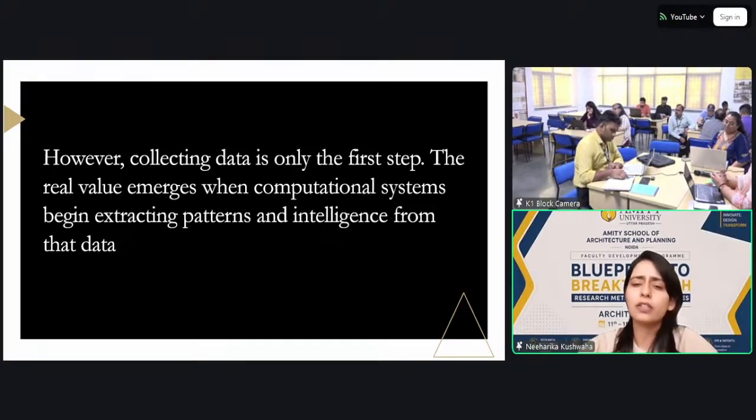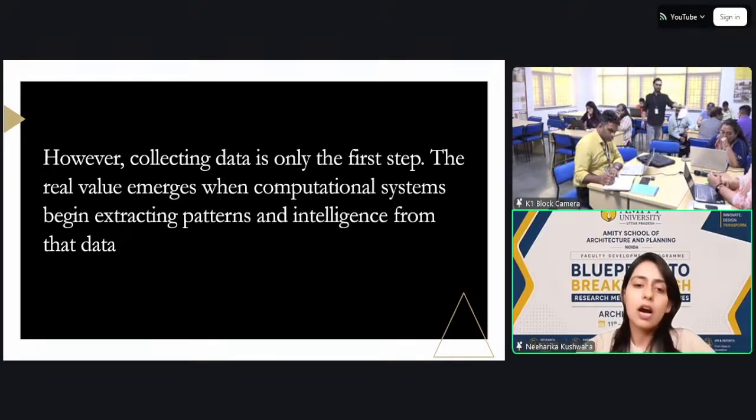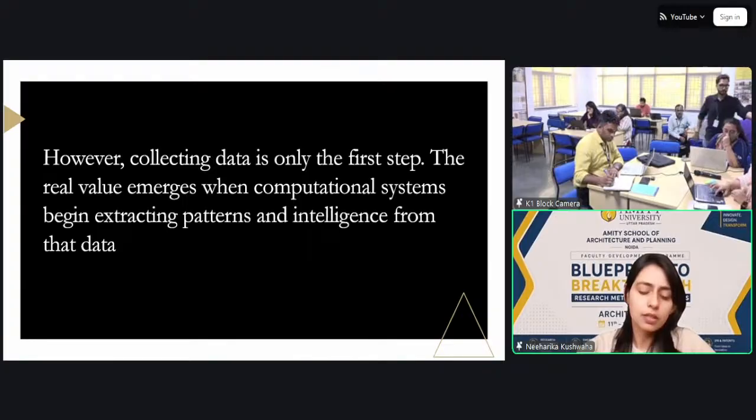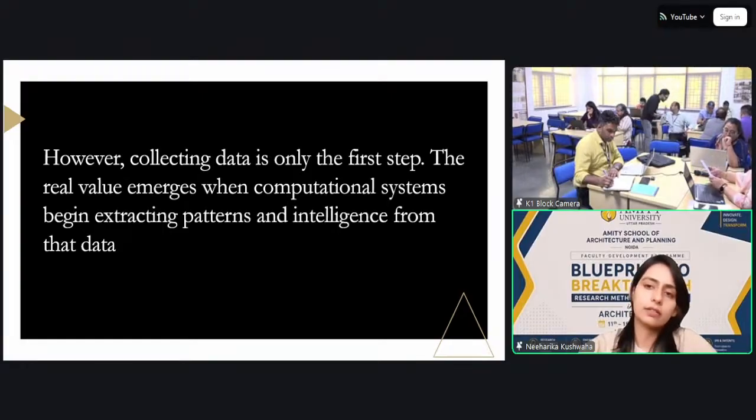So much of data is available in and around us. How do we actually justify which is the right amount of data and which is the right data for our research? How do we extract out patterns from it? How do we cluster that data becomes more important. So AI reduces those technical barriers.